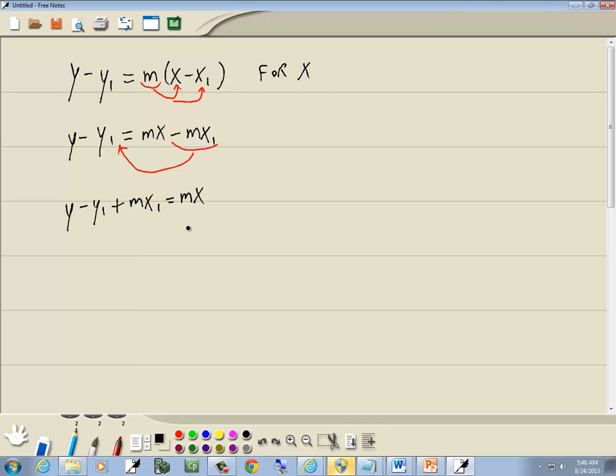Step 4, if the variable you're solving for is in 2 or more terms, factor it out. Terms are separated by pluses and minuses, so the x is only in one term. Step 5, divide both sides by what's in front of or back of the variable we're solving for. We're solving for x, and there's an m in front of it. So we're going to divide both sides by m.